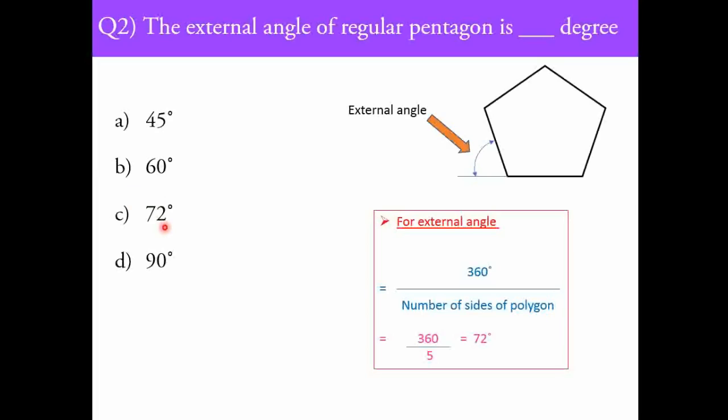So there are two ways: either we can subtract the inner angle from 180 degree, or we can do it in this way also. It is applicable for all polygonal structures. Option C, the third option, is correct, that is 72 degree.